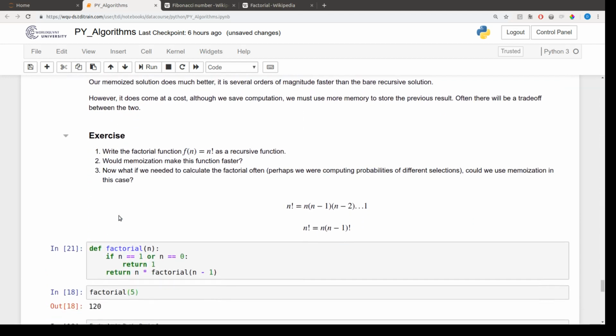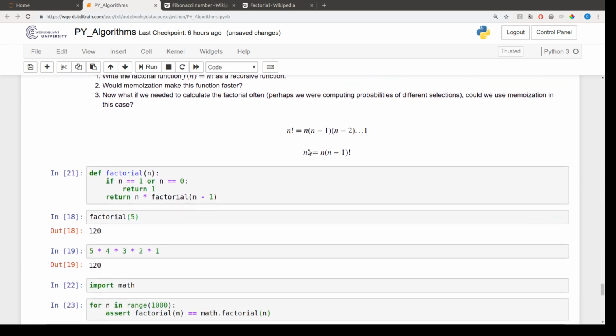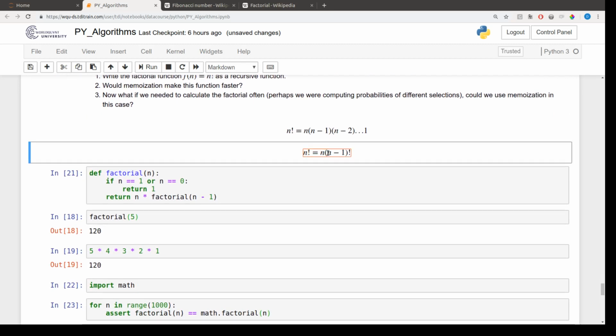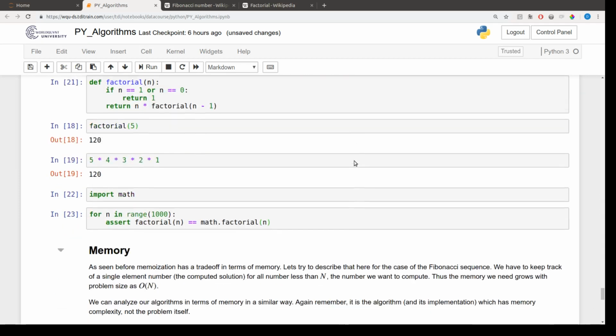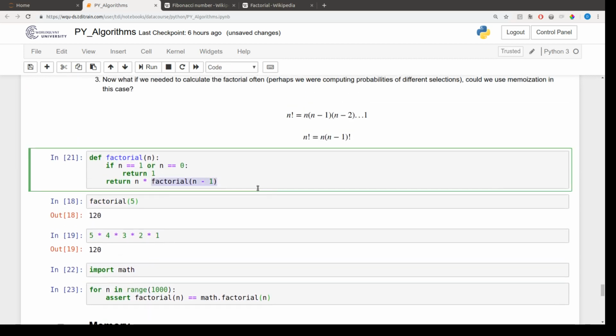For factorial, we're in a slightly different situation. N factorial is equal to n times n minus 1 factorial. N minus 1 factorial is n minus 1 times n minus 2 factorial. So we can see that what we end up doing is exactly this expansion, n times n minus 1 times n minus 2, and so on until we hit 1. And we never calculate any factorial twice, or more than once. We calculate each factorial in this chain of recursive calls exactly one time.